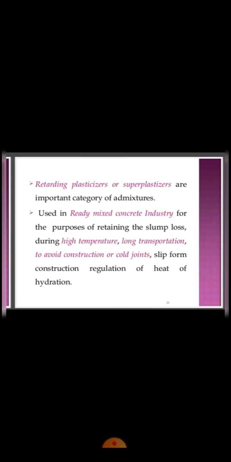Retarded plasticized concrete will also contain less water than the equivalent plain concrete and will be correspondingly more durable. They are used in the ready-mixed concrete industry for the purpose of retaining the slump loss during high temperature and long transportation, to avoid construction or cold joint slip, and for regulation of heat of hydration.